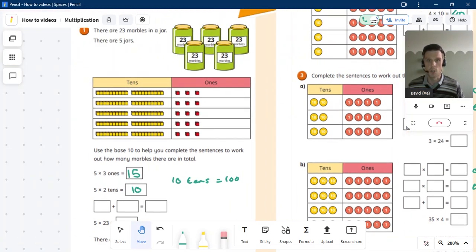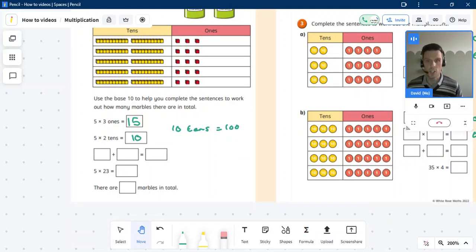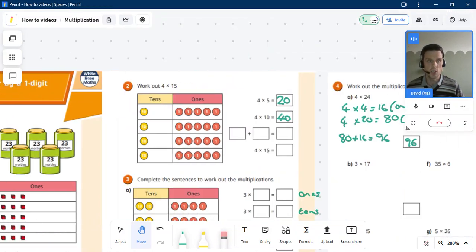Okay, so we're going to go through the answers now. So question 1. So it was 15 plus 10 tens. Now remember, 10 tens was 100. So we're going to put a 15 plus 100 equals 115. So 5 times 23 is 115. So therefore, there are 115 marbles in total. I hope you got that question correct. Moving on to question 2.